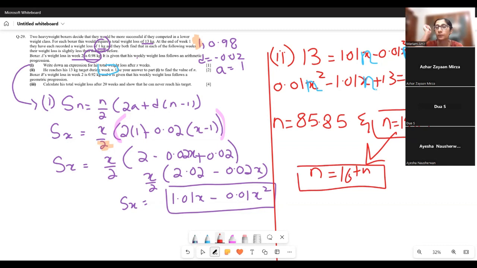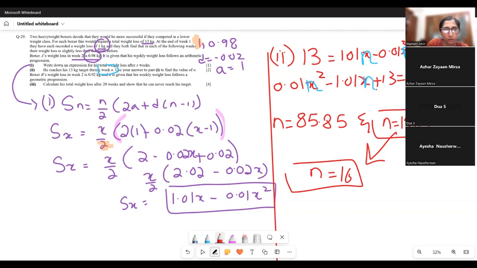Because 15.15 is not the 15th week. The target is met after the 15th week, so that's going to be in the 16th. Because n is the number of the term, it cannot be 15.15. After that comes 16. So n is 16. Just write 16. Okay.